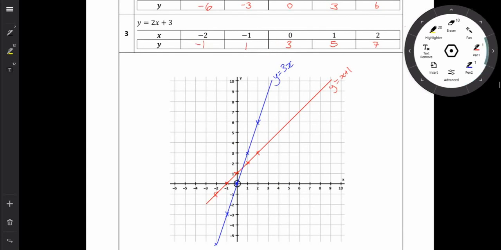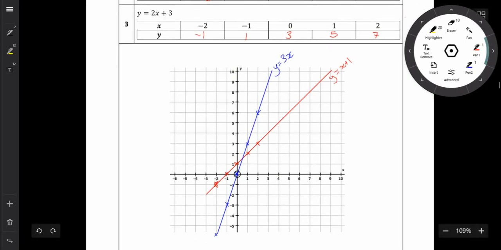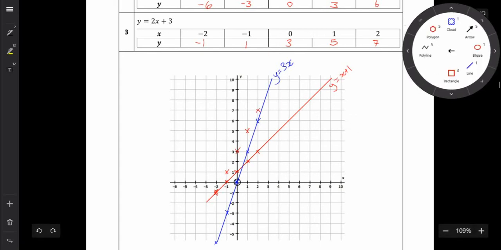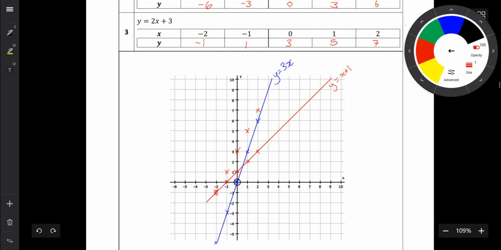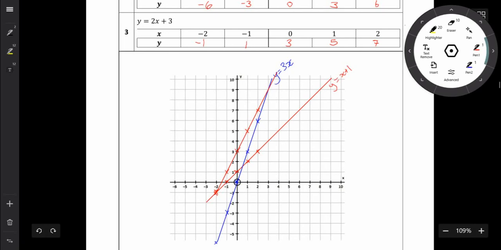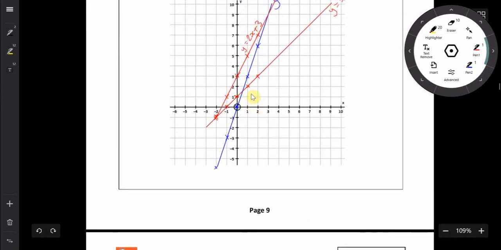And then the final line also goes through negative 2, negative 1. 0, 3, 1, 5, 2, 7. And there we go. That was the first page.